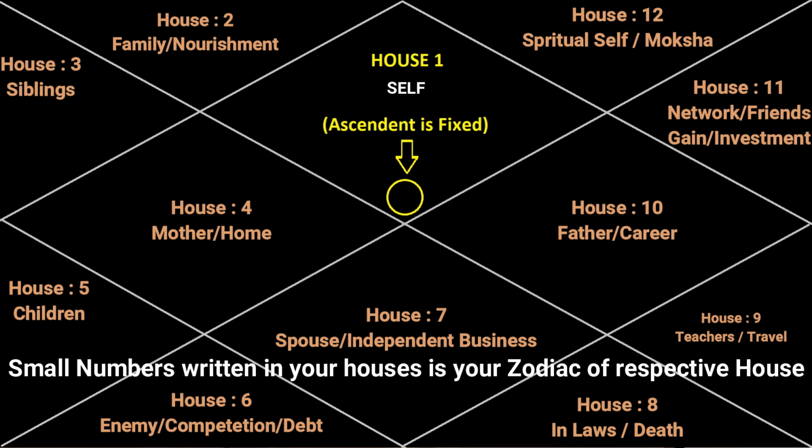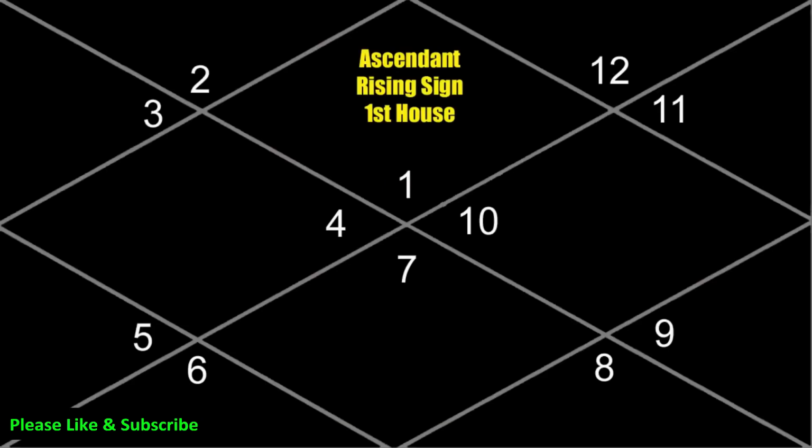Okay, so never forget this number sequence that you see on this chart. These are the fixed houses. The 5th house is always where you see number 5. The 9th house is wherever you see number 9. The 10th house is wherever you see 10, okay?